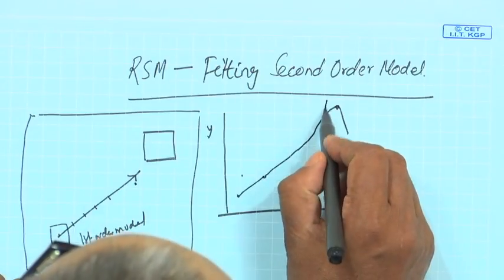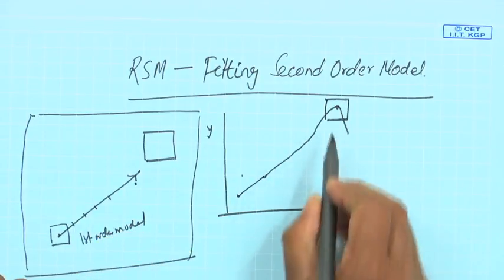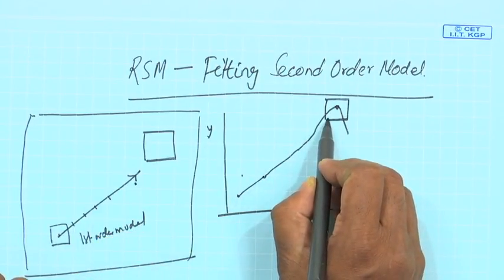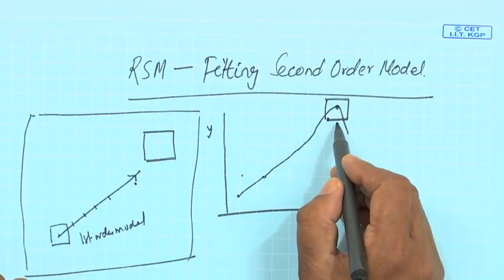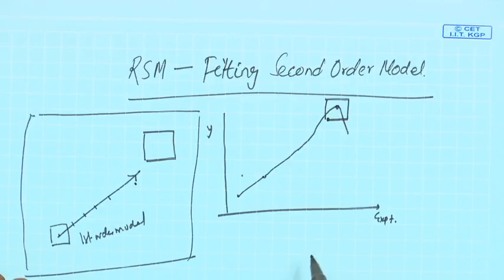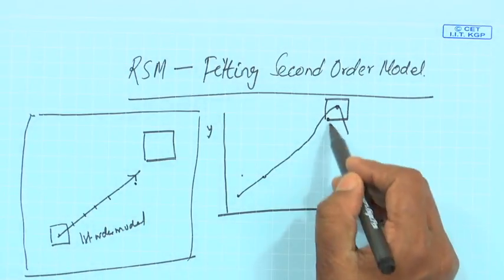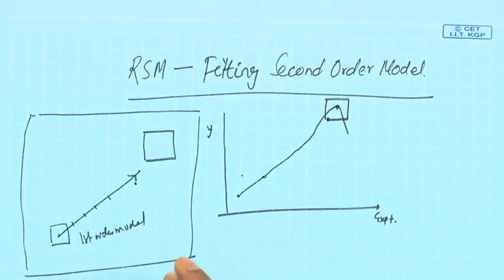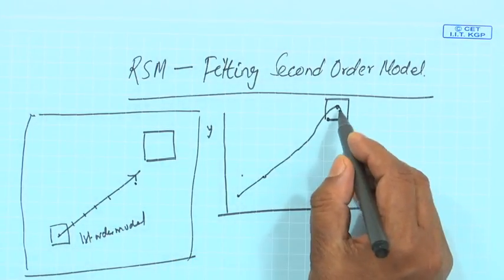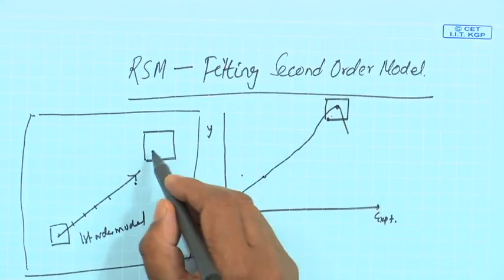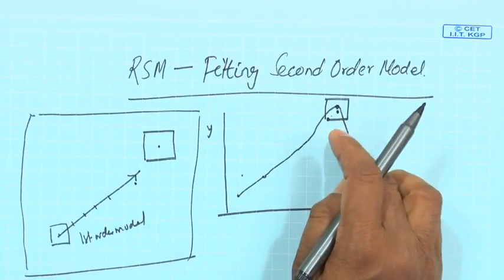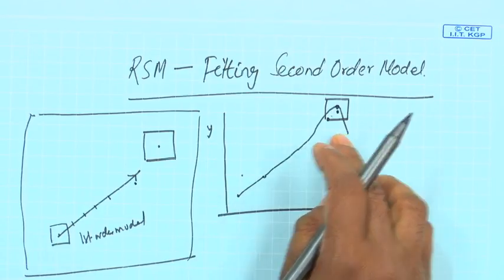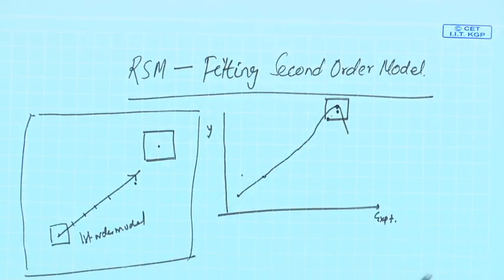And then here we say that there is such curvature. At this point, perhaps this is the zone where the optimum point lies. This zone is a nonlinear zone, probably quadratic. So at this particular operating zone, your first order model will not fit, and you require a second order model.